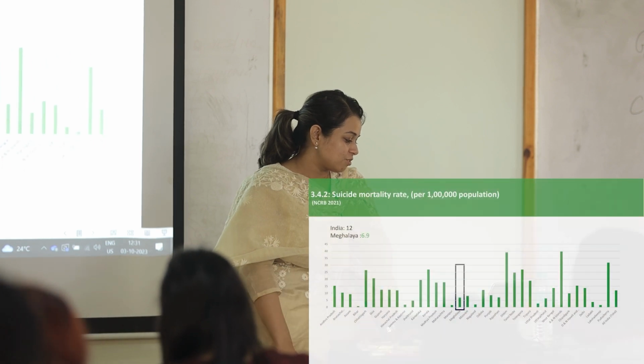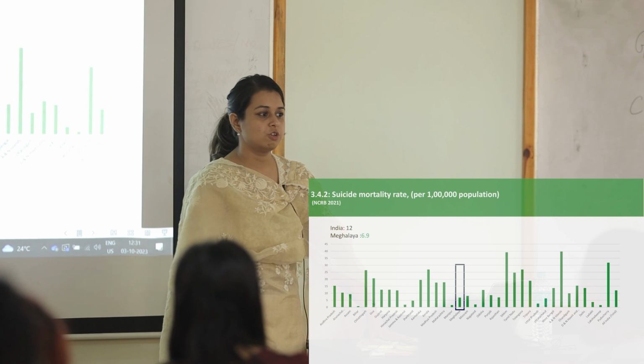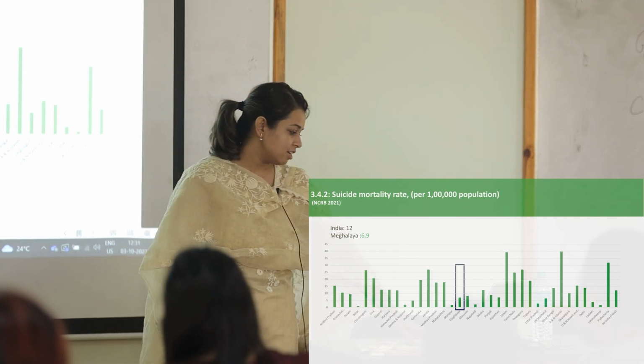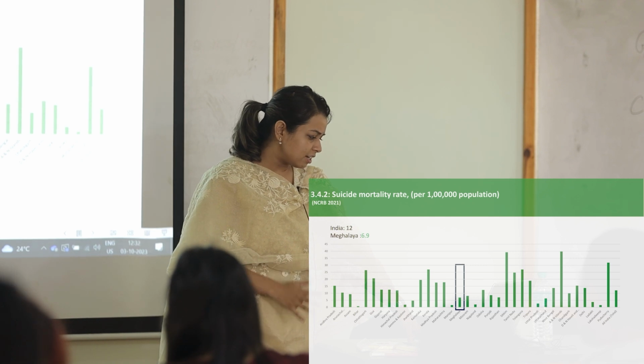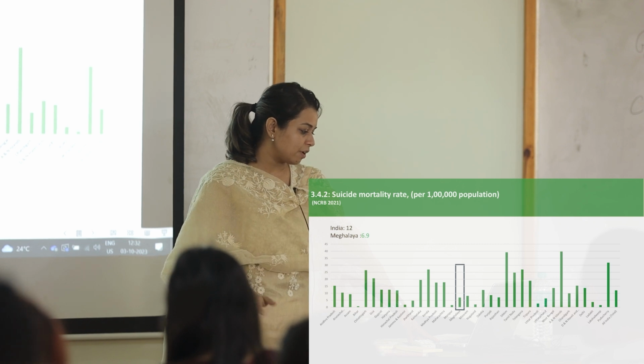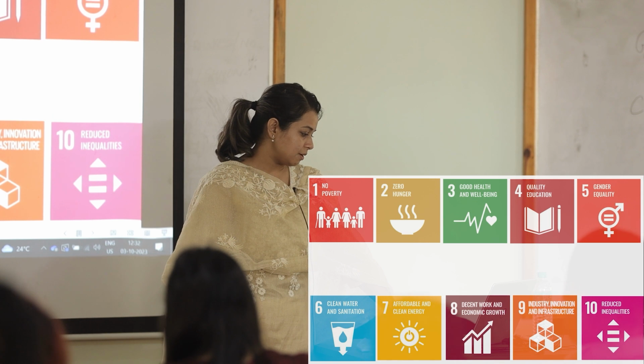Then another indicator is suicide mortality, and I think this is taken from the National Crime Records Bureau. So anybody from police, law will have an idea. And the suicide mortality rate is comparatively in a good position, 6.9, almost 7 suicides per 1 lakh population, which is almost half that of India's figure.